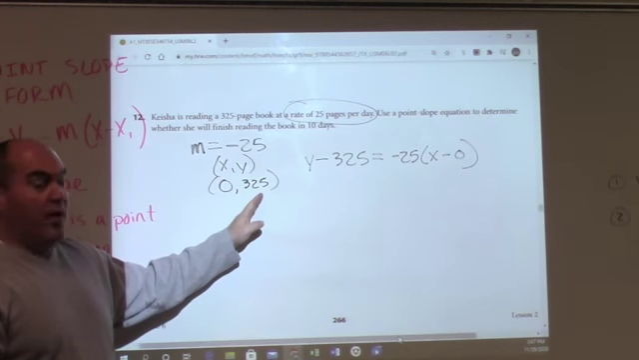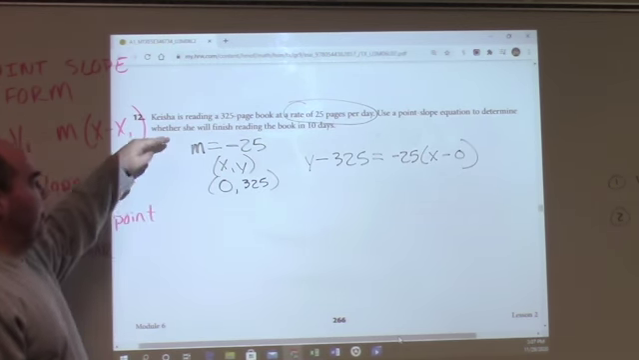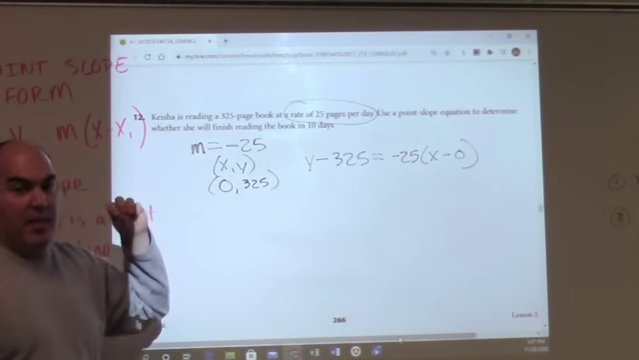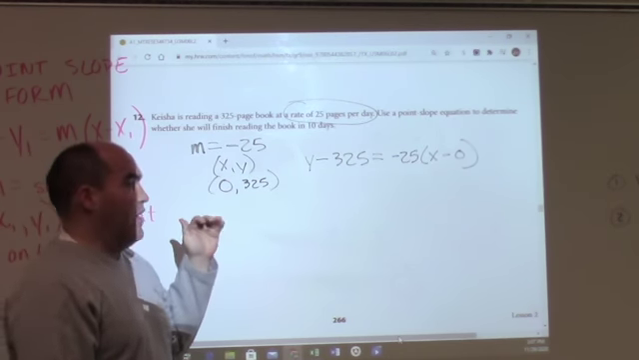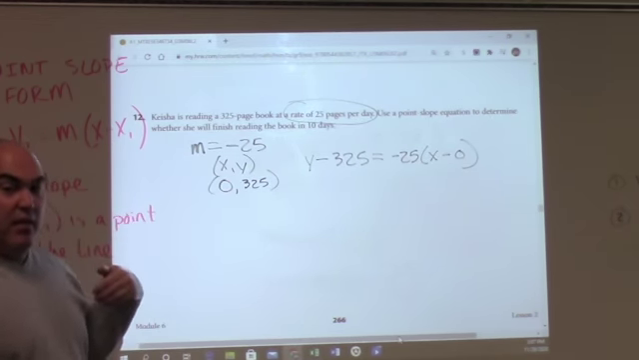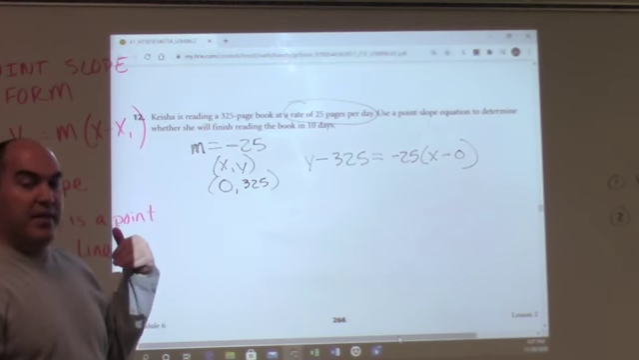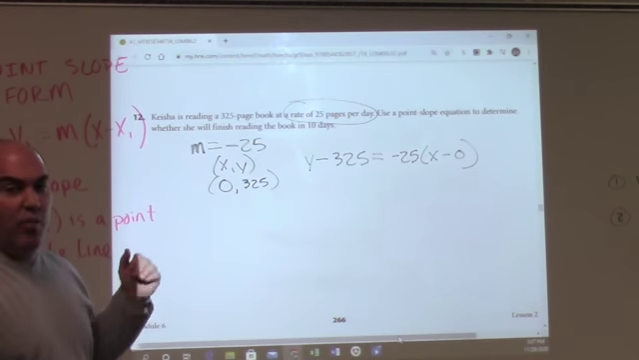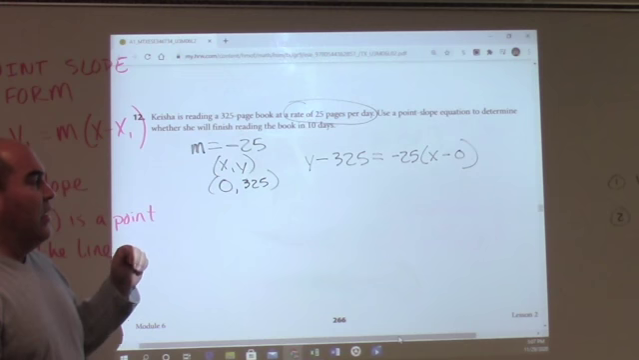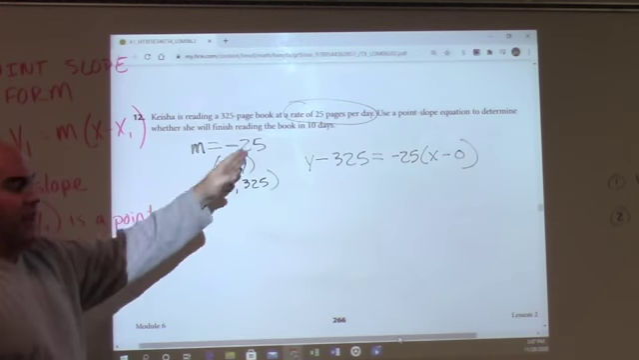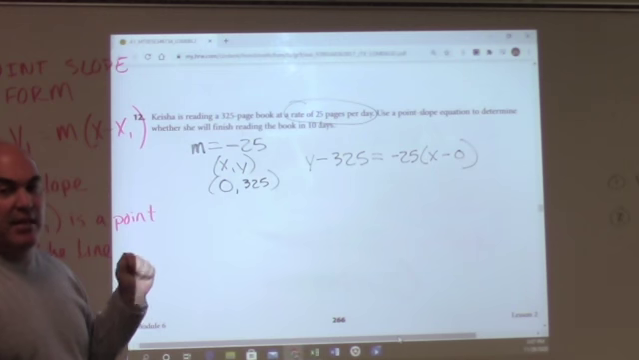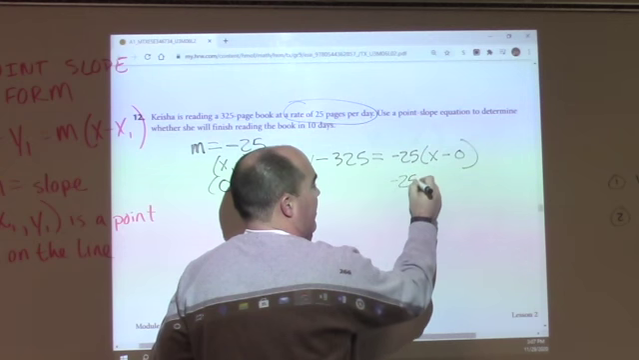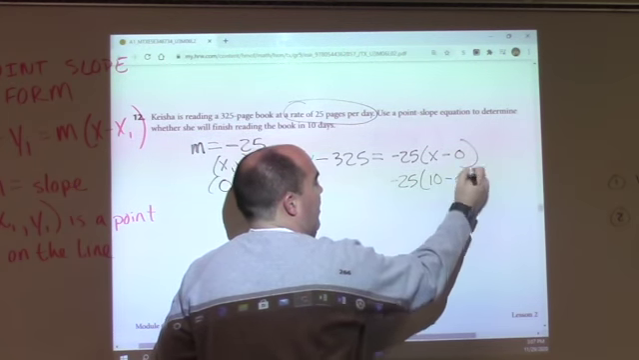The y is determining whether she will finish reading the book in 10 days. Days is going to be my x value, my input. The number of pages that I have left is going to be my y value. So we're trying to figure out, is Keisha going to be able to read this whole book? If she's going to try and finish reading it in 10 days, remember days is my x value, so I'm going to put 10 in for x.